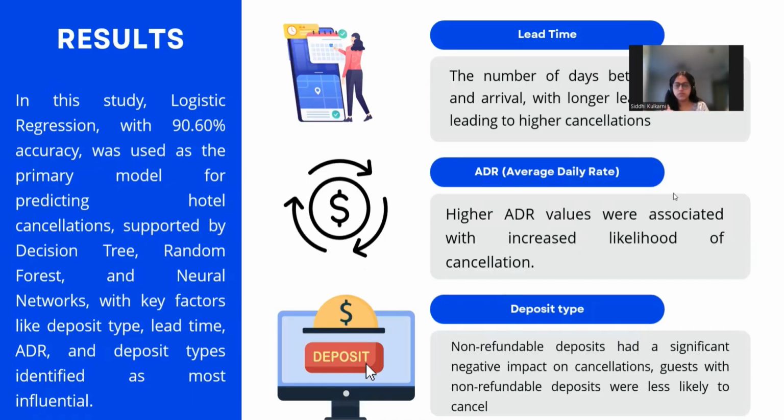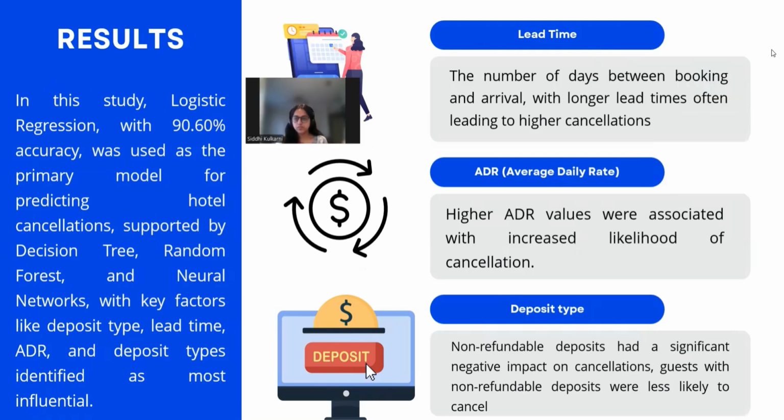Then the results. The accuracy of logistic regression was 90.60%. I have used that as a primary model, but I have also used results from different models to confirm our analysis. And from those, the very important ones that stood out were these three: ADR, deposit type, and lead time. As I mentioned before, lead time is the number of days, ADR is the price of that particular day, and deposit type is non-refundable or refundable.